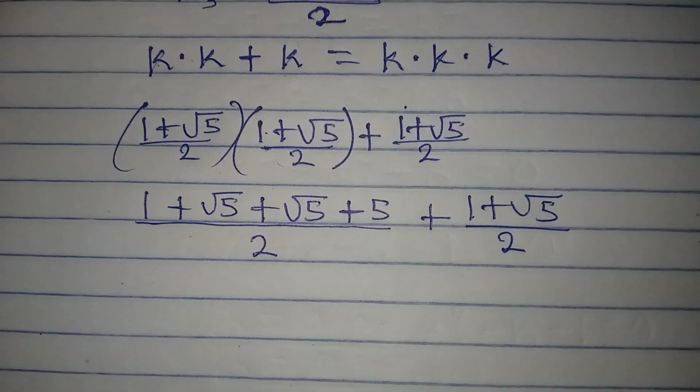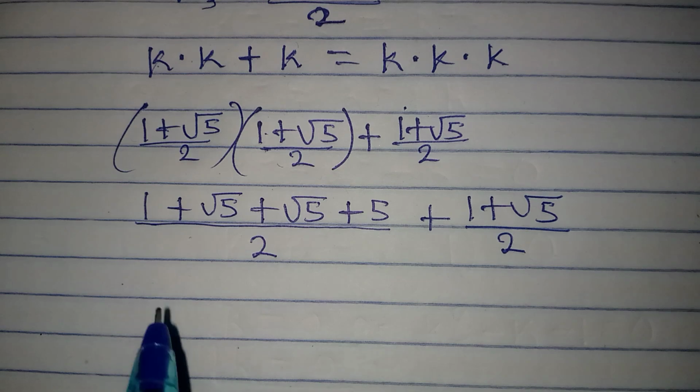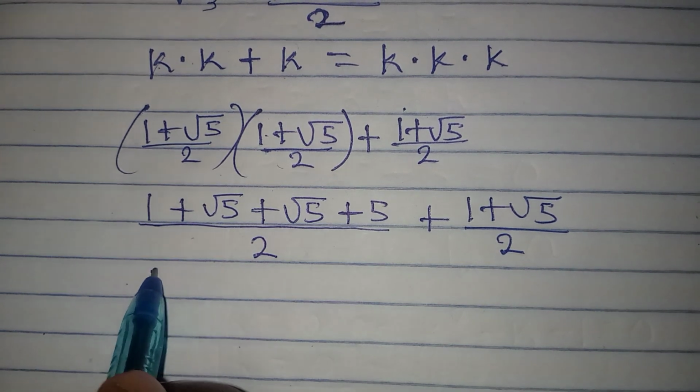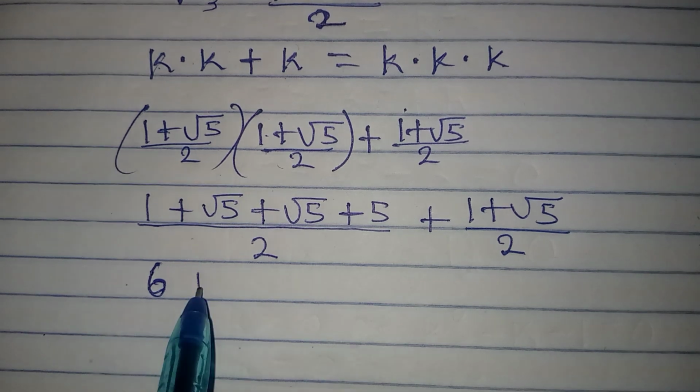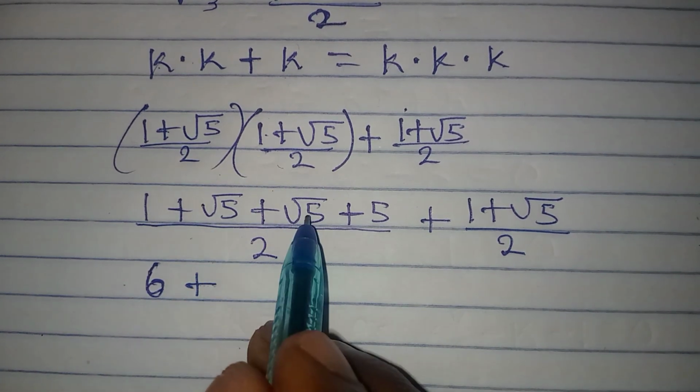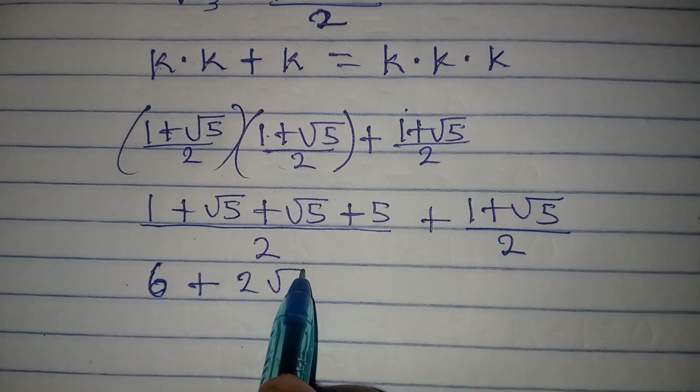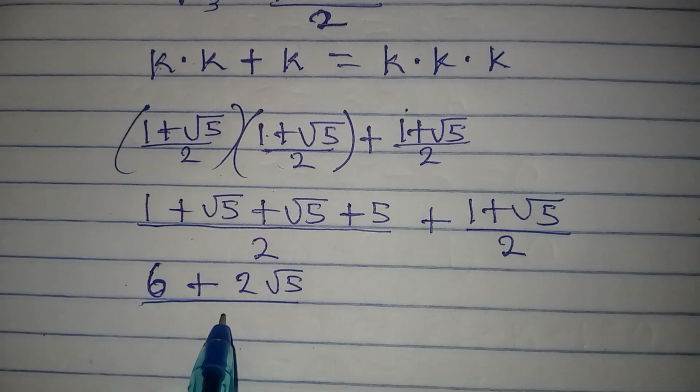Okay? Now, remember we are still dealing with the left-hand side, right? Now, this will be 1 plus 5 will give 6. Then plus root 5 plus root 5 will give us 2 root 5. And the whole of this is over 2.